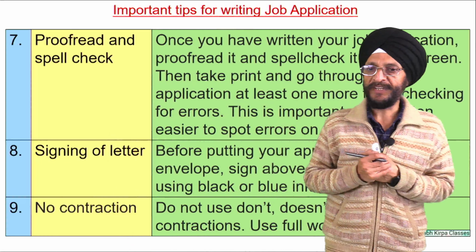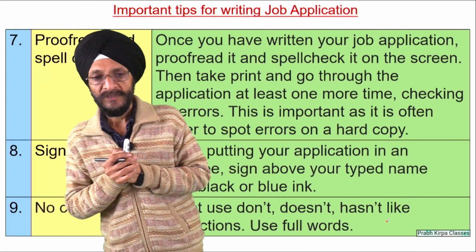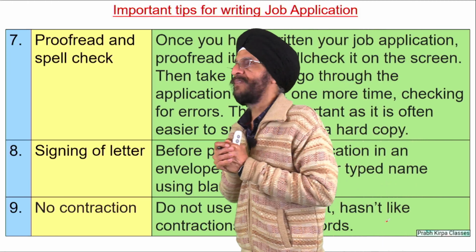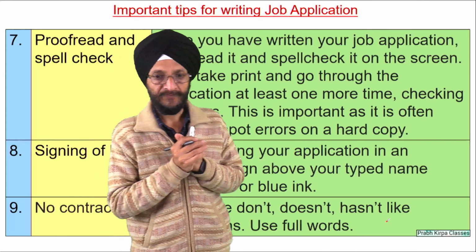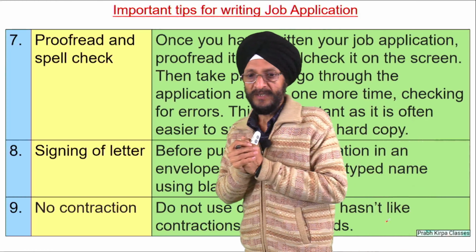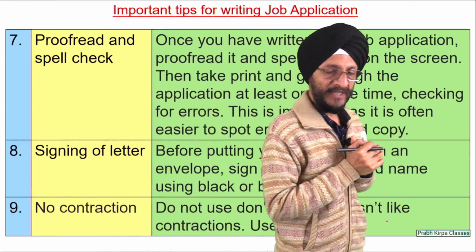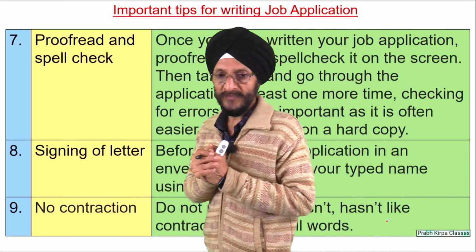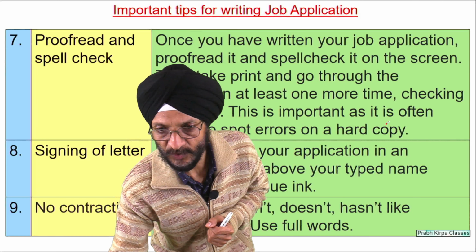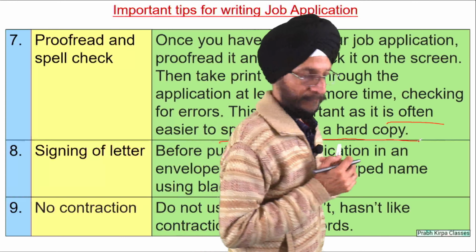Next important tip for writing a job application is proofread and spell check. Once you have written your job application, we should proofread and spell check it on the computer screen. Then we should take a print of the job application and go through it once more so that we may check the errors. We should remember that it is important, as it is often easier to spot errors on a hard copy.